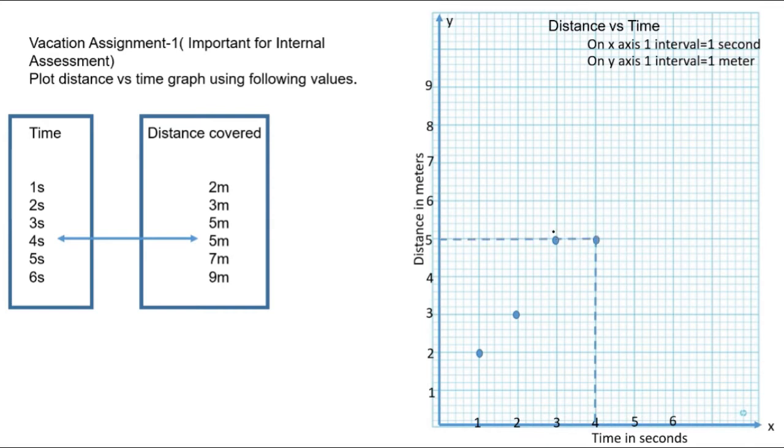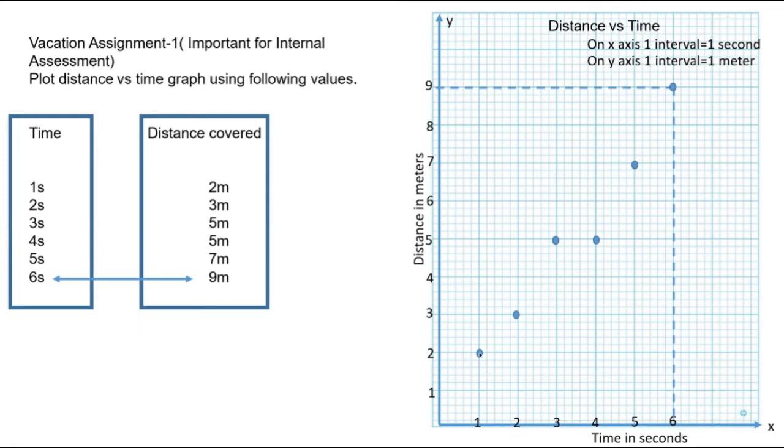So what does this indicate? The vehicle did not move, it was there only. It was at rest, right? After that, for the fifth second, it started moving and it has gone to 7 meters, right? So for 7 meters, a point will come here. And finally, for the sixth second, the dot will be at 9 meters, right?